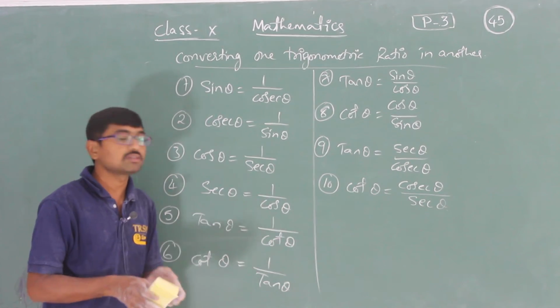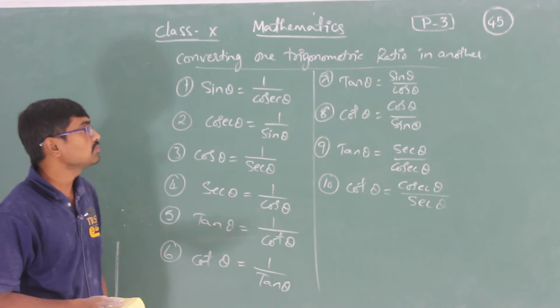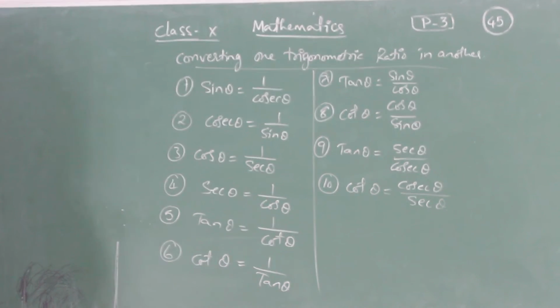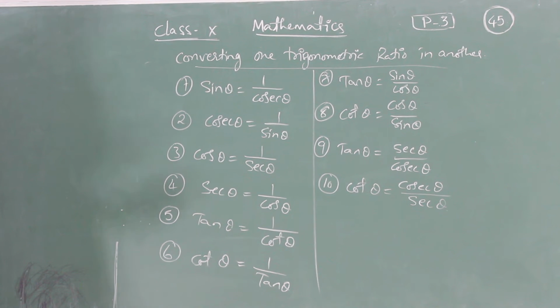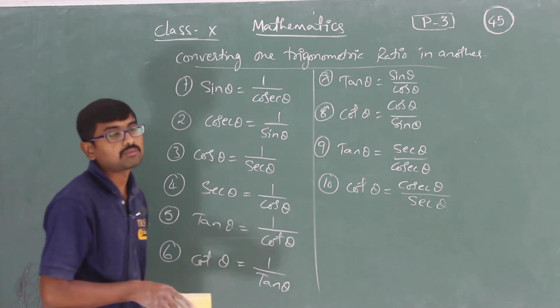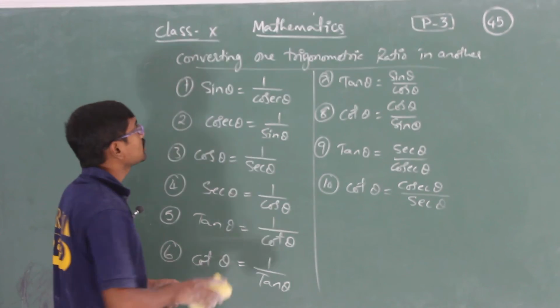Okay, so till here you just note down so that you will get it perfectly. Okay students, hope you all understood about this. What we are just doing here, we are just converting one trigonometric ratio in terms of another trigonometric ratio. Okay, hope you all understood.